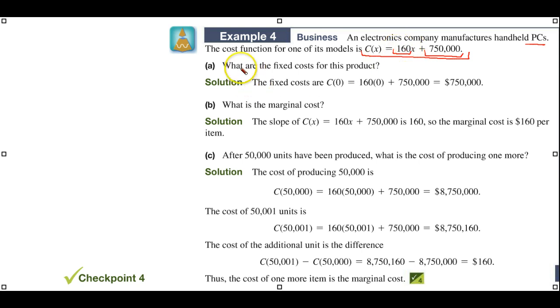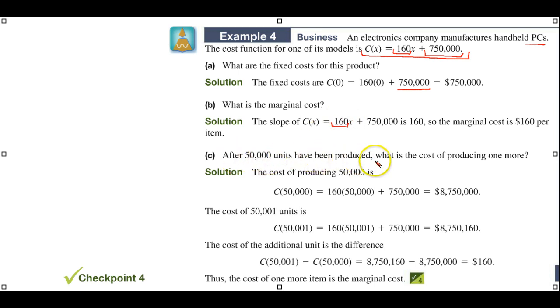And they're showing what are the fixed costs. Well, if you're producing 0, it's 160 times 0. It's just going to be your y-intercept. And what are the marginal costs? Well, it costs 160 to produce an item. So our marginal cost, as we say, is the slope.